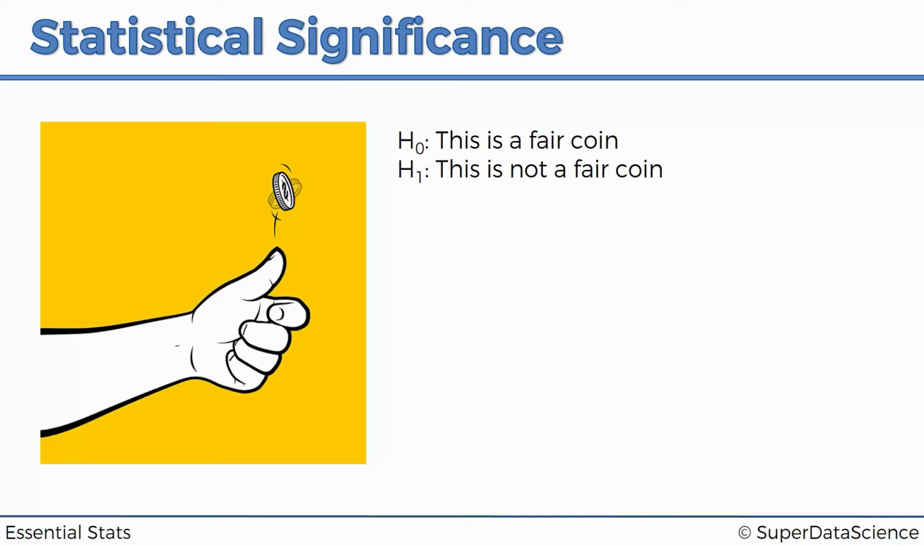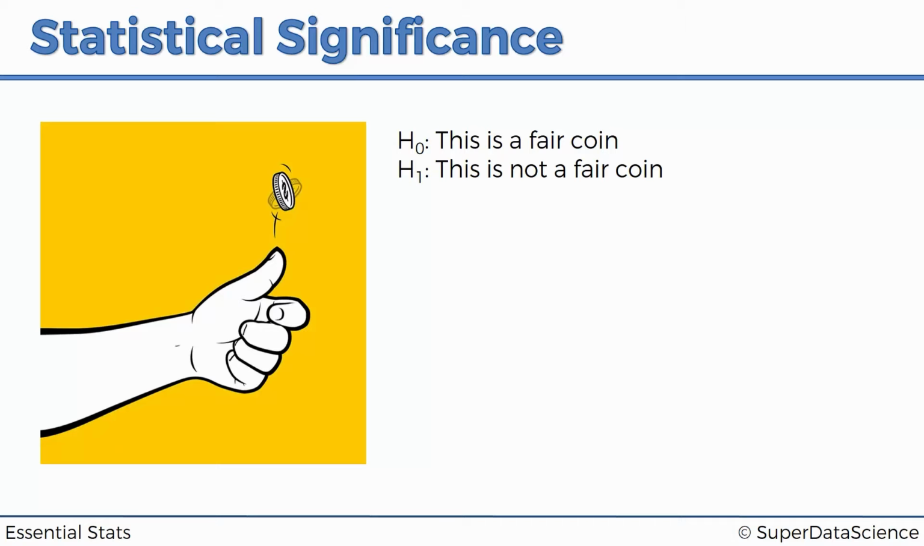And then H1 is the alternative universe or the alternative hypothesis, sometimes also called HA. And in this universe, this is not a fair coin. So we want to understand which universe we live in, or which situation we are actually dealing with, or what the truth is. That's what we're trying to assess. Is it a fair coin? Is the null hypothesis correct? Or is it not a fair coin? And then the alternative hypothesis is correct.